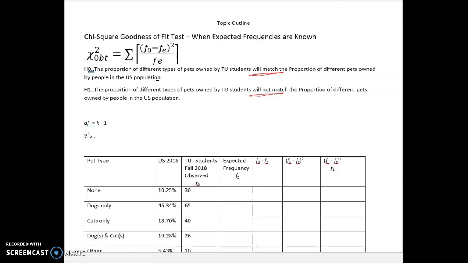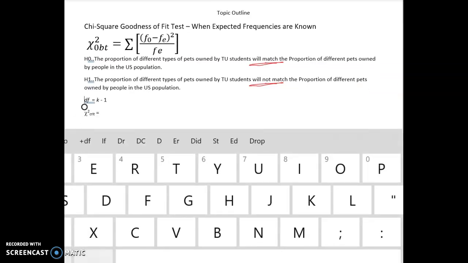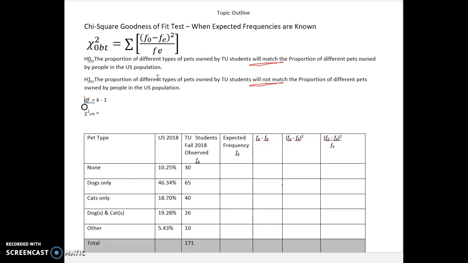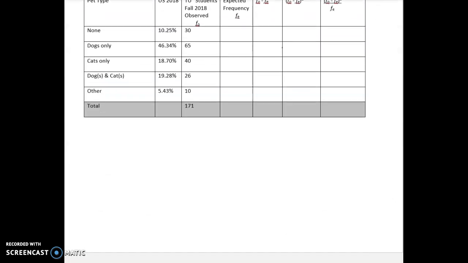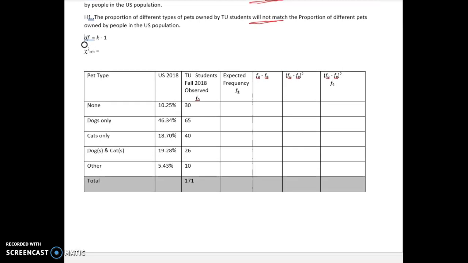And then we're going to calculate our degrees of freedom. What we can see here is that our degrees of freedom is going to be equal to k minus 1, where k is the number of groups. So we have 1, 2, 3, 4, and 5 different types of groups. So that's going to be equal to 5 minus 1, which is going to give us degrees of freedom of 4.